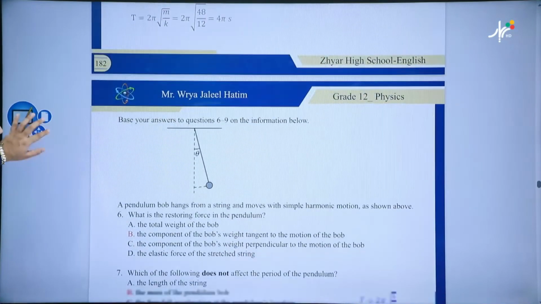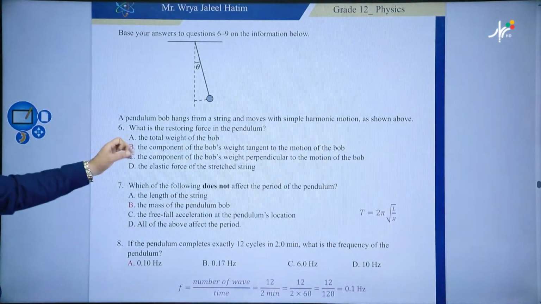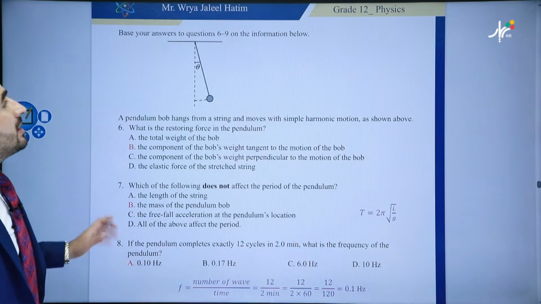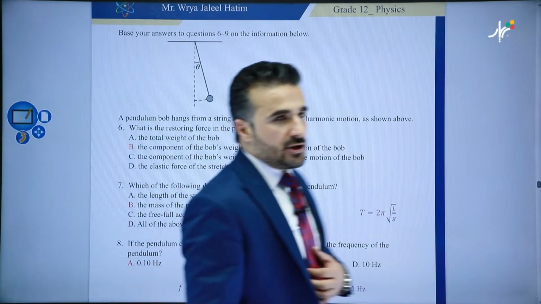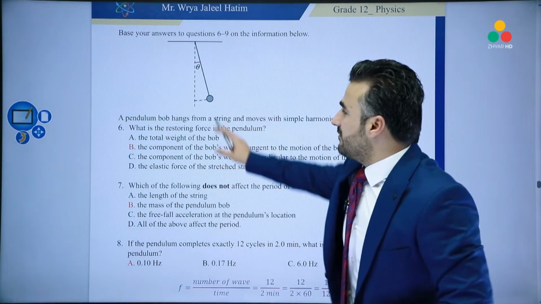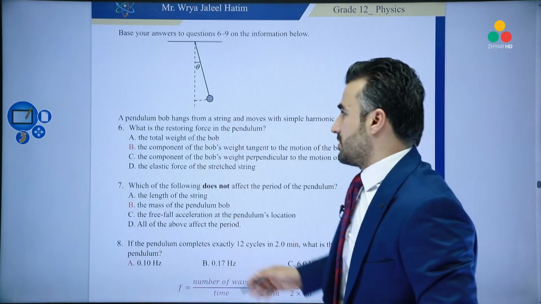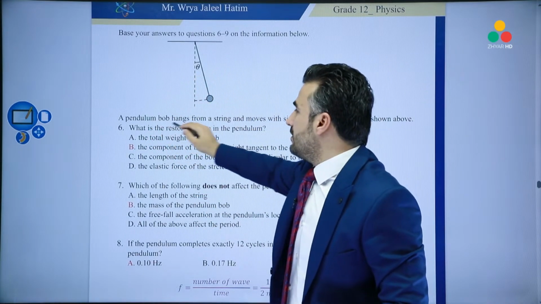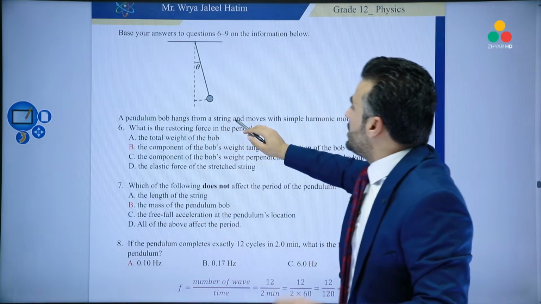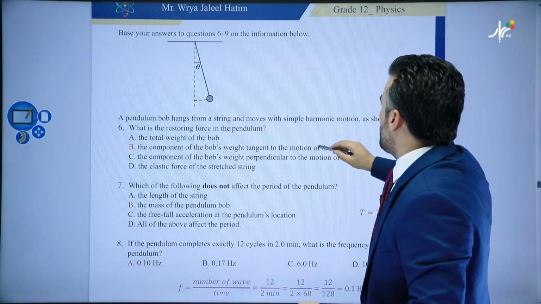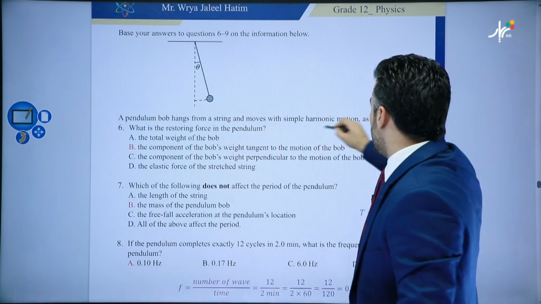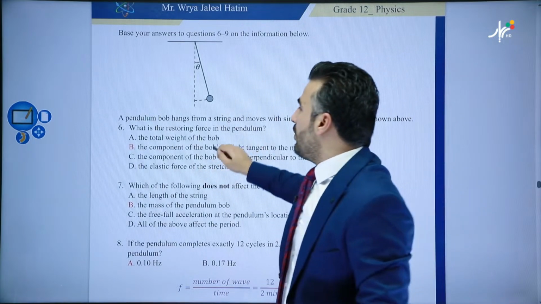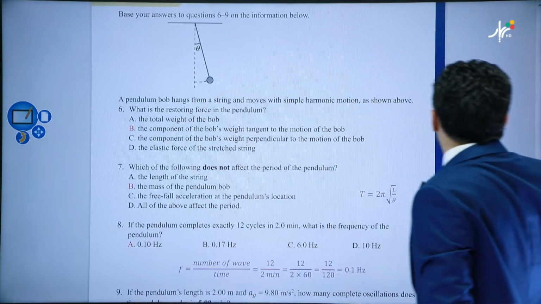Okay. Now, base your answers to questions 6 to 9 on the information below. So again, for questions 6 up to 9, use this information to answer the following questions. You can see that there is a pendulum, right? A pendulum bob hangs from a string and moves with simple harmonic motion as shown above, yeah? What is the restoring force on the pendulum?